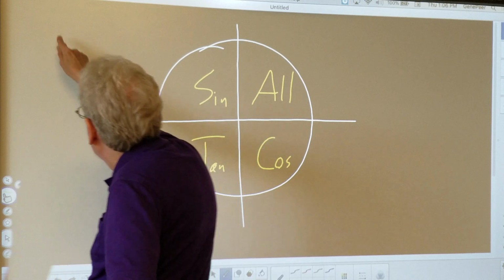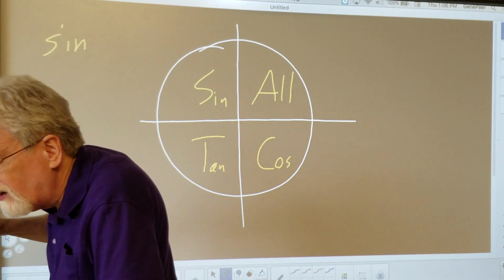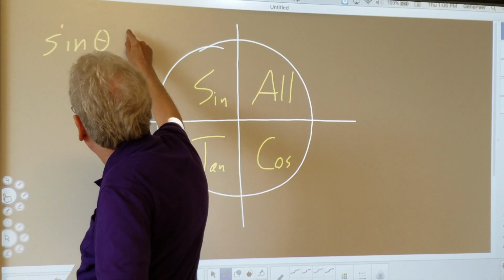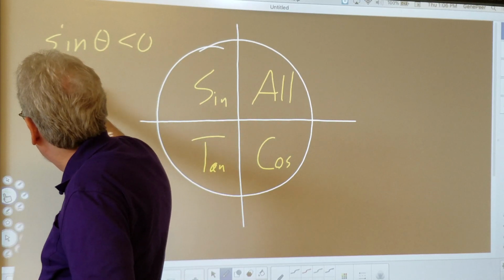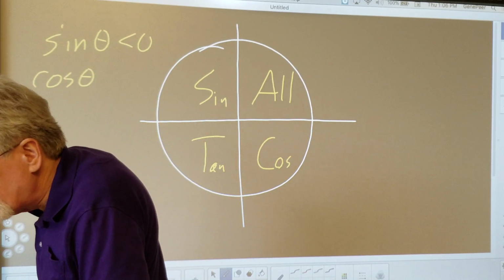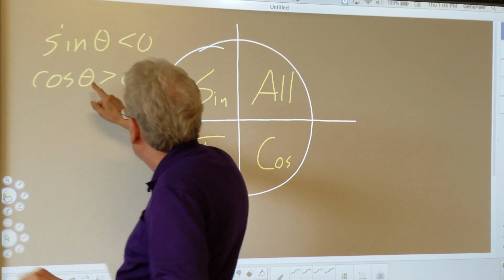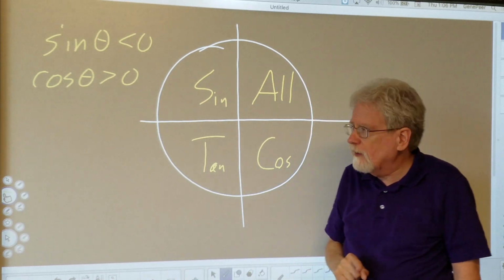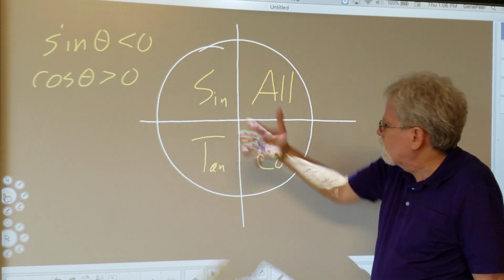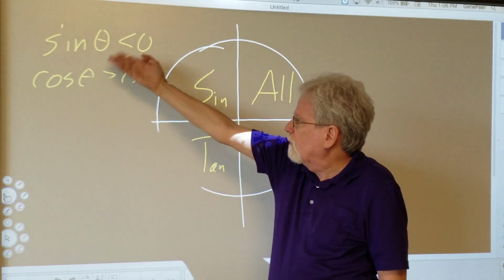And now, we look at number 28. It says that the sine of my mystery angle is less than 0. It says that the cosine of my mystery angle is greater than 0. This says the sine's going to be negative. This says the cosine's got to be positive. So our question is, in which quadrant will both of these things be true?